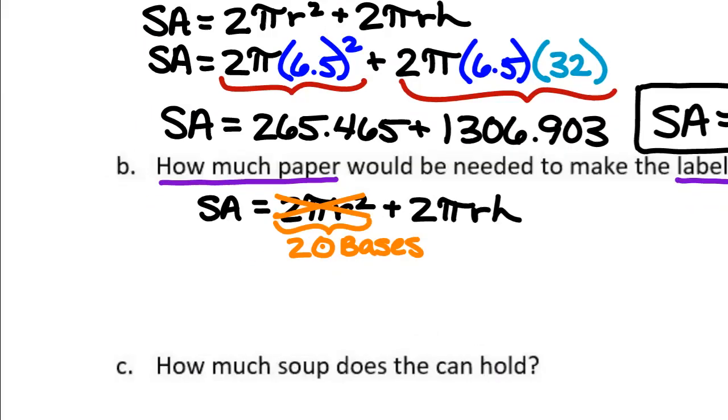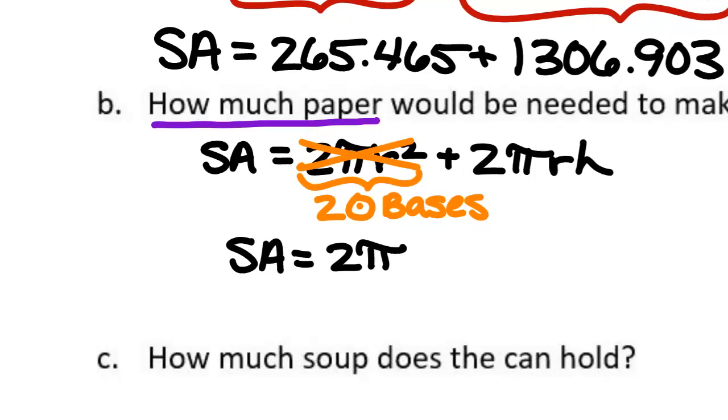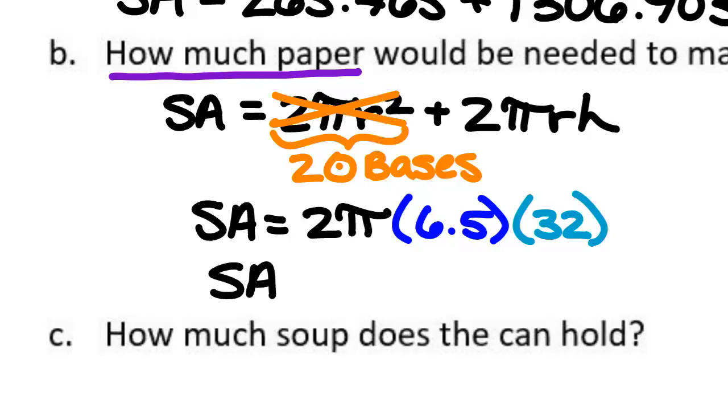All right, so let's substitute in then. Surface area is 2 pi times, what was our radius here? 6.5, and our height? 32. What do we get when we do 2 pi times 6.5 times 32?